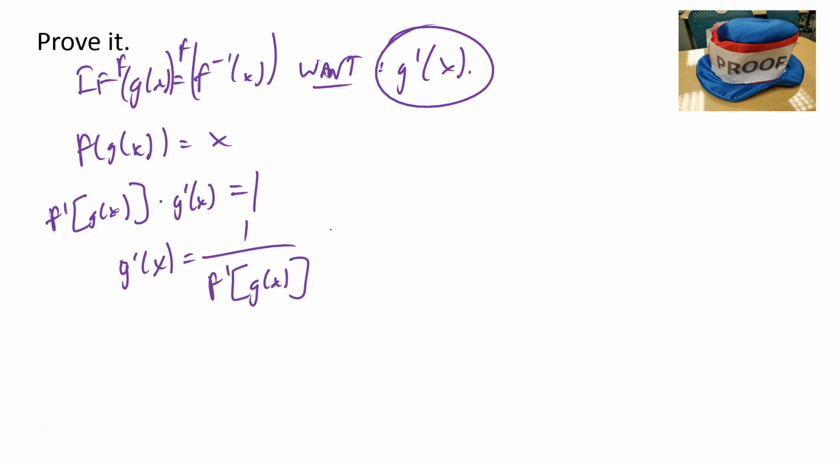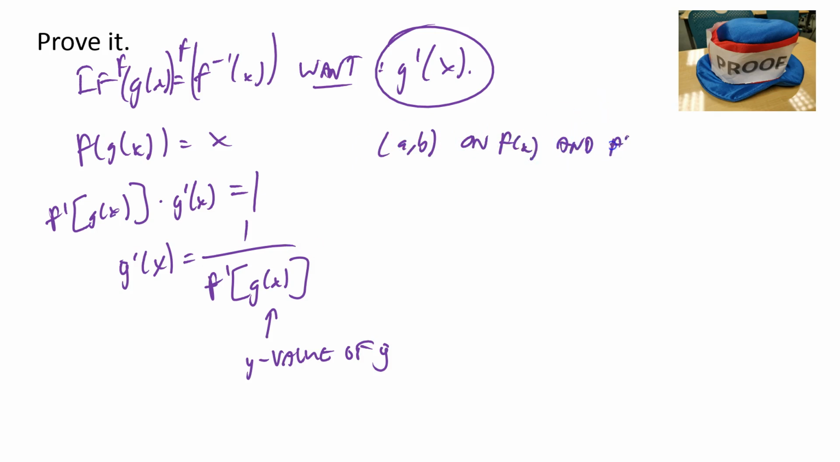So what does this mean? So there is some kind of a reciprocal going on here. The derivative of g is the reciprocal of the derivative of f, but it's evaluated at the y value of the g function. Right? Because if I take x and I plug it into g, that's going to give me out a y value.